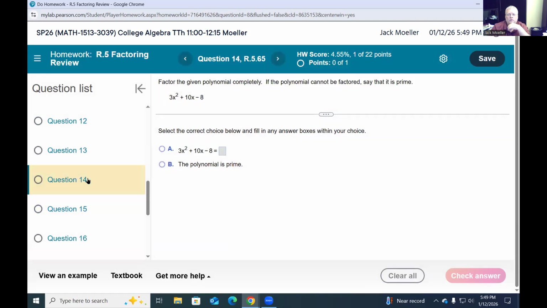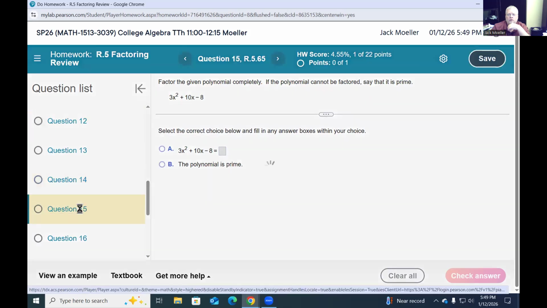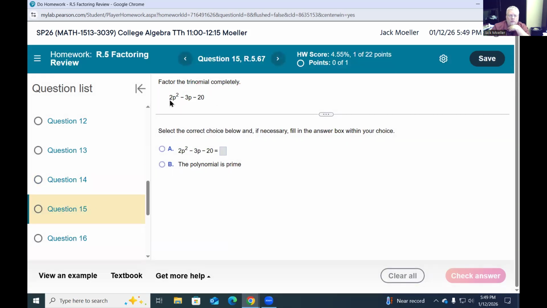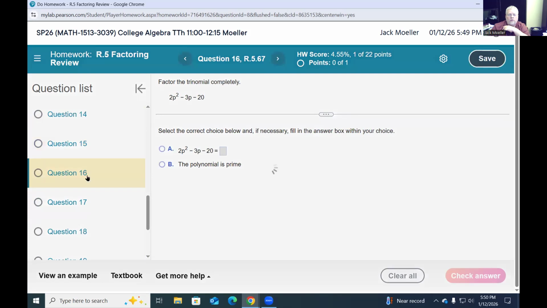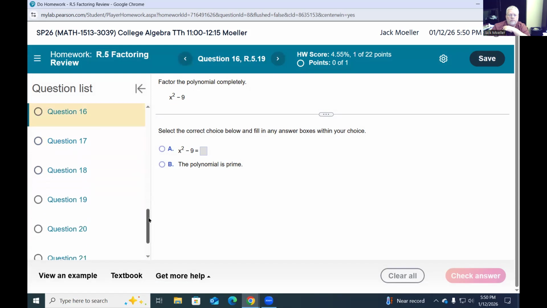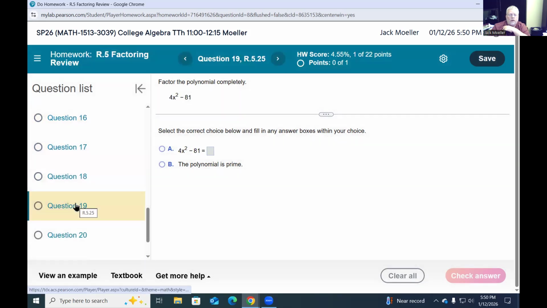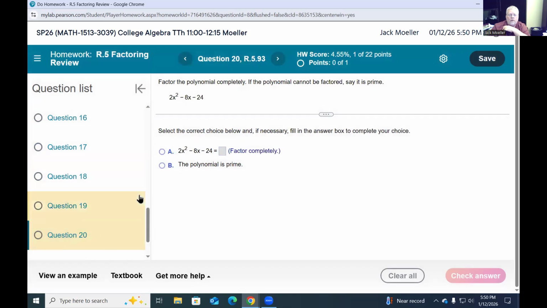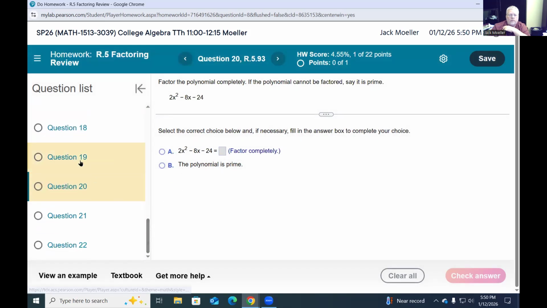Now notice that, let's see, like here, this one gets a little messy, but 2 doesn't go into 3. So this is not a GCF problem. So you still have to do your normal AC method. Then we get into difference of squares. They start really basic, and then get a little bit messier as you go. Now notice that after the difference of squares, there's 3 more problems that go back to trinomials.